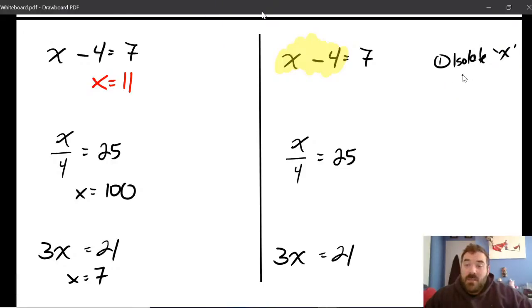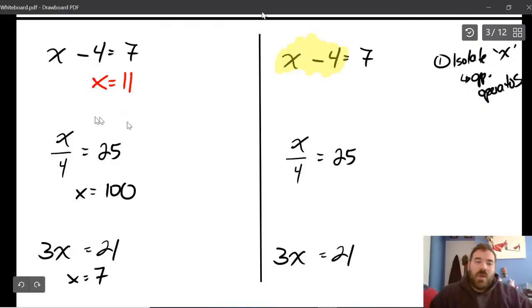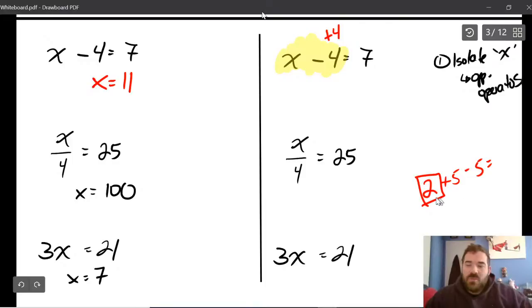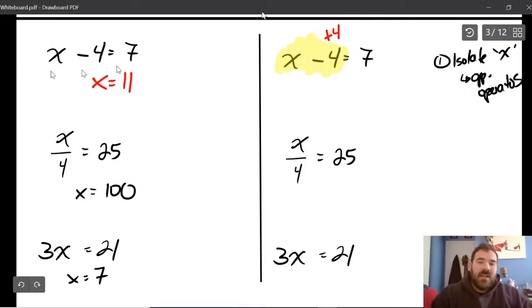And we want to do that by using opposite operators, which means whatever we're doing to the x in the equation, we want to do the opposite. So what's happening to this x? Well, it's being subtracted by 4. What's the opposite of subtracting 4? The opposite of subtracting 4 is adding 4. And that makes sense. If I have any number and I add something to it and subtract something from it, I end up exactly where I started. So 2 plus 5 is 7, minus 5 is 2. It's almost like the positive and negative 5 cancel each other out. So I want to add 4 to the left side, and that's going to cancel out with the subtract 4.